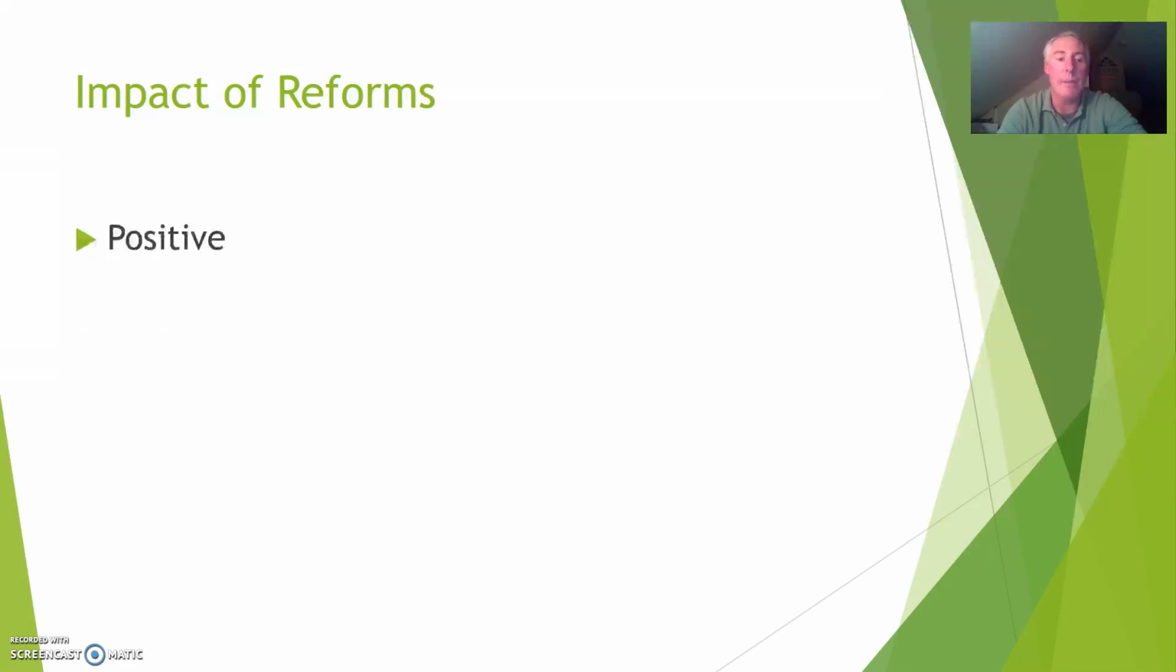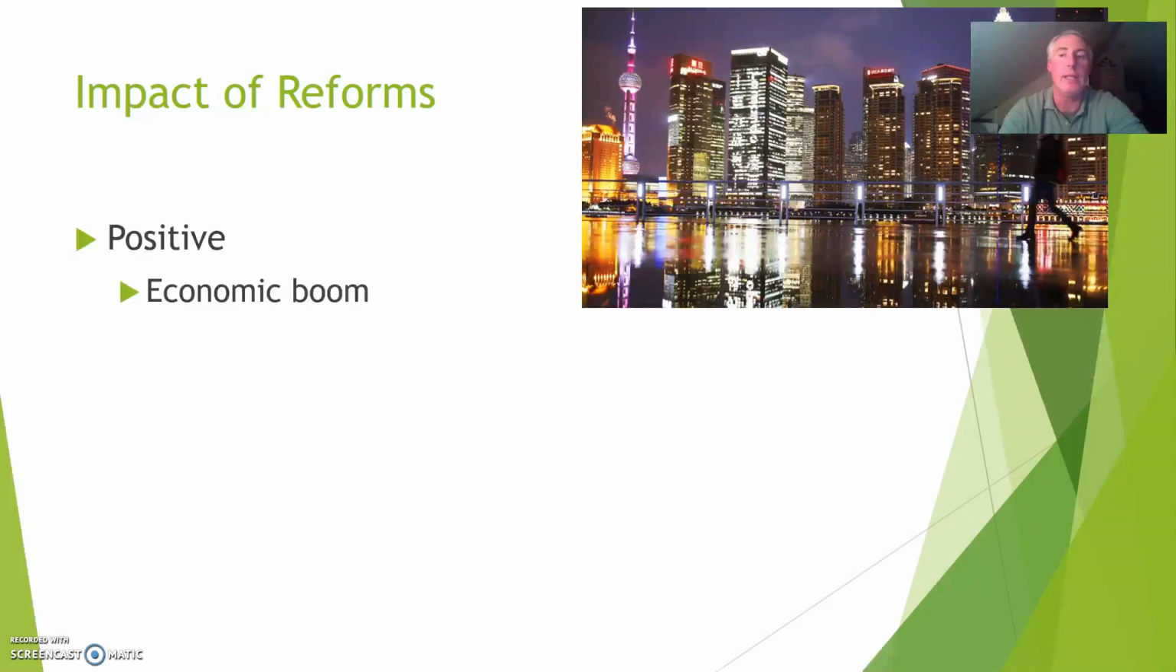Let's look at the positive impacts first. Overall, the reforms of the 1970s brought a surge of growth and created an economic boom. This was especially in trade cities along the coast. You saw cities like Shanghai and Beijing start to really expand, and you saw modern skyscrapers go up, and it became westernized in some ways as well. And there was also an increase in the overall standard of living.